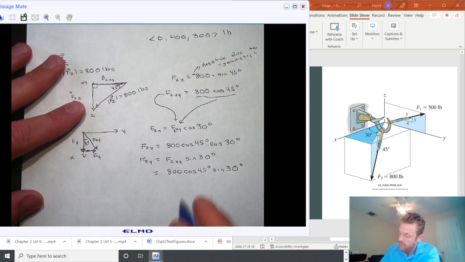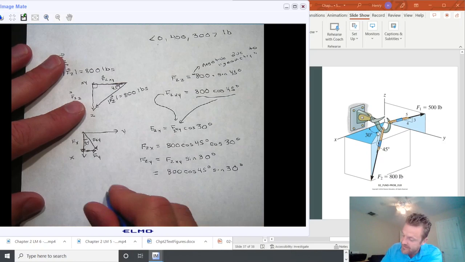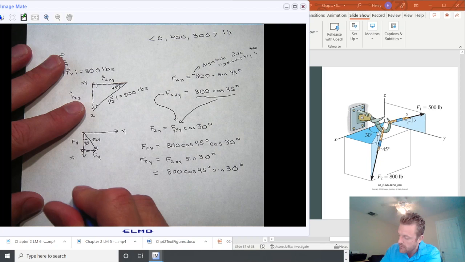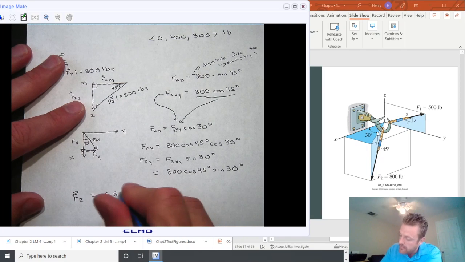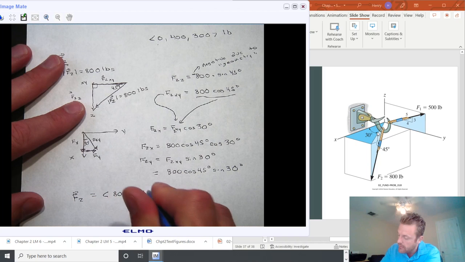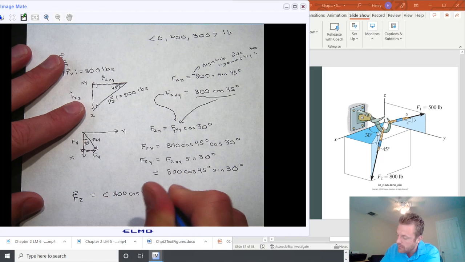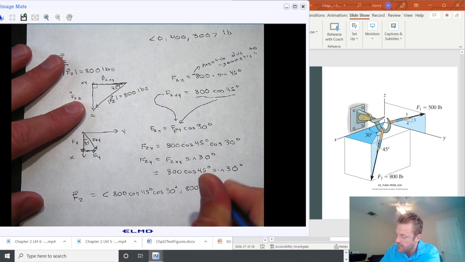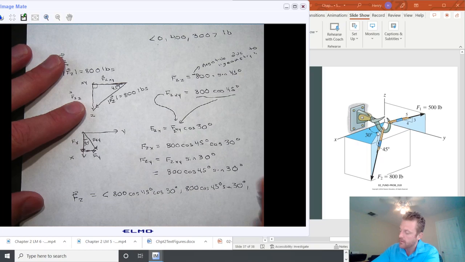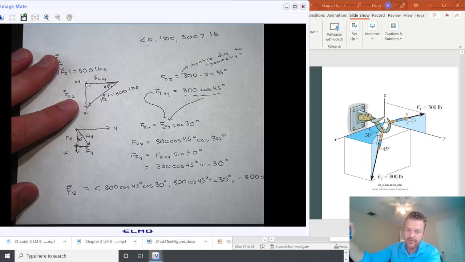So in terms of actually adding this together, it's going to be ugly, but that's okay. The x component of f2, and I won't actually do the addition to bore you on the video, is going to be 800 cos 45 cos 30. The y component is going to be 800 cos 45 sine 30. And the z component, way back up here, is going to be minus 800 sine of 45 degrees. And I'm sure I'm off camera, and I definitely am.